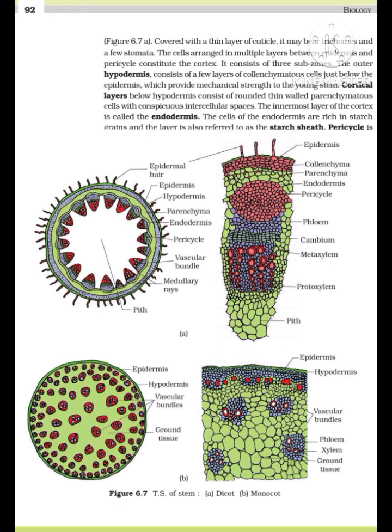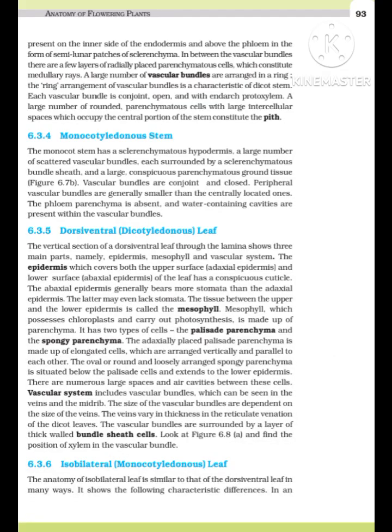The innermost layer of the cortex is called the endodermis. The cells of the endodermis are rich in starch grains, and the layer is also referred to as the starch sheath. Pericycle is present on the inner side of the endodermis and above the phloem in the form of semilunar patches of sclerenchyma.